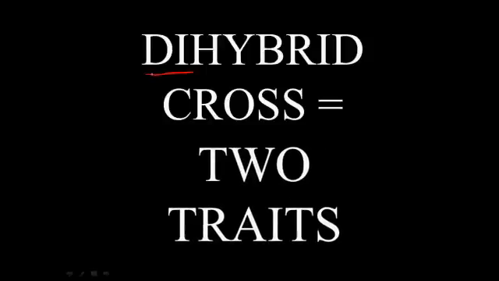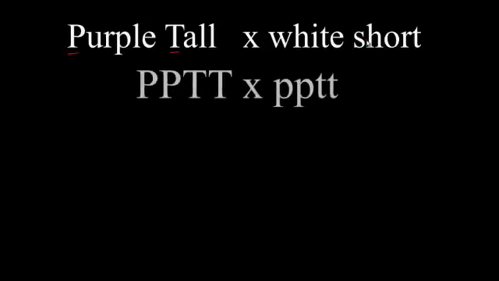Now, this type of inheritance is called a dihybrid cross. Why dihybrid? Because we're going to be dealing with two traits at the same time. So what we're going to do is look at a pea plant that's purple and tall. The flowers are purple, the plant is tall, and cross that with a plant that has white flowers but is short. So let's look at what the genotype would be.